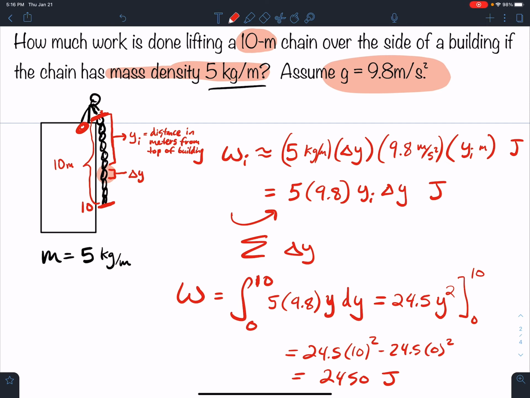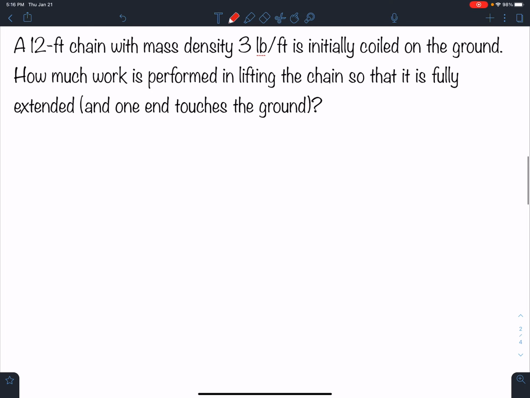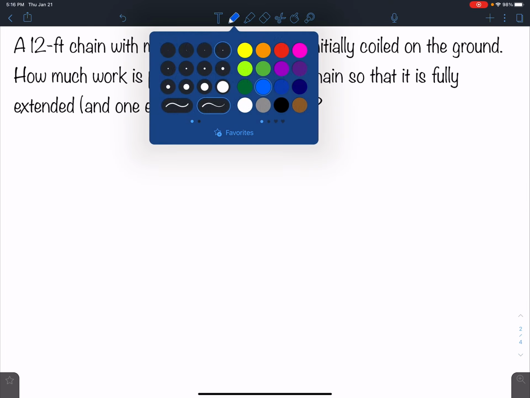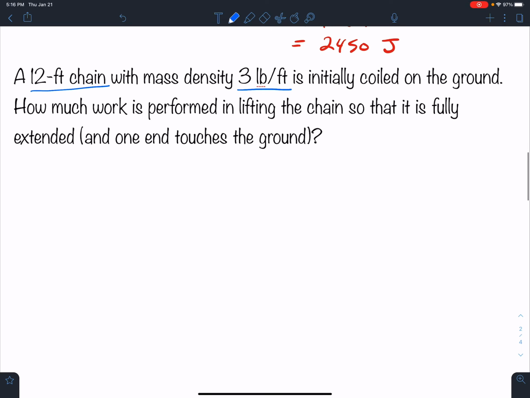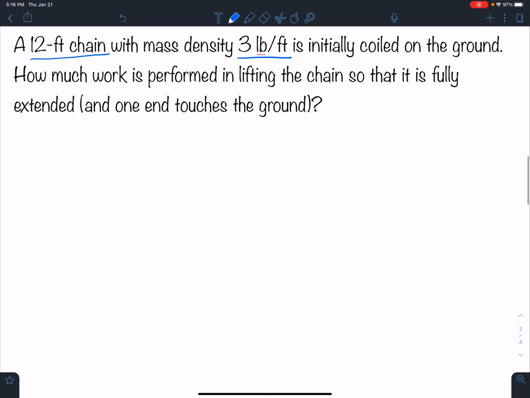All right, so let's try another one. We've got a 12-foot chain with mass density of 3 pounds per foot. So 3 pounds per foot, 12-foot chain. In total that would be 36 pounds for the whole chain. We don't really care too much about that, but just for funsies, we got that.